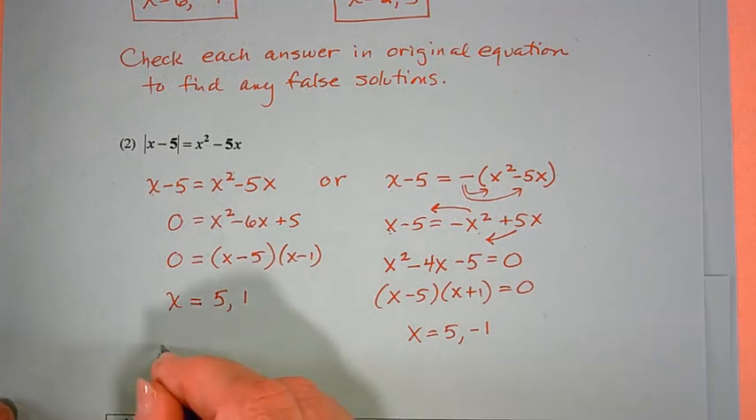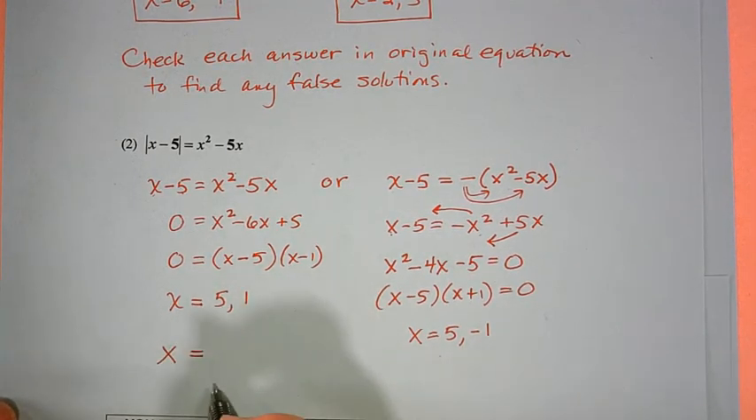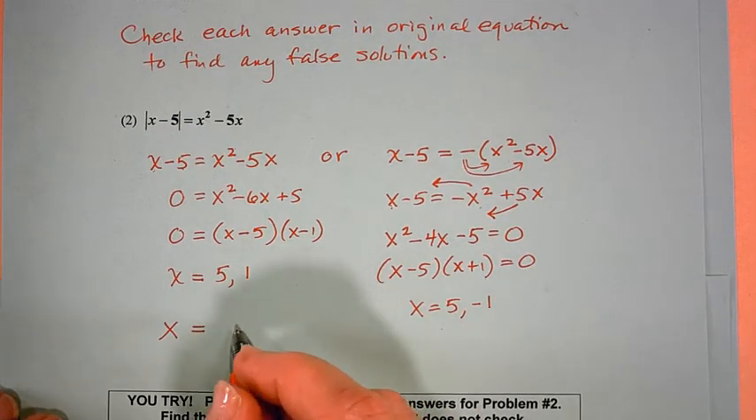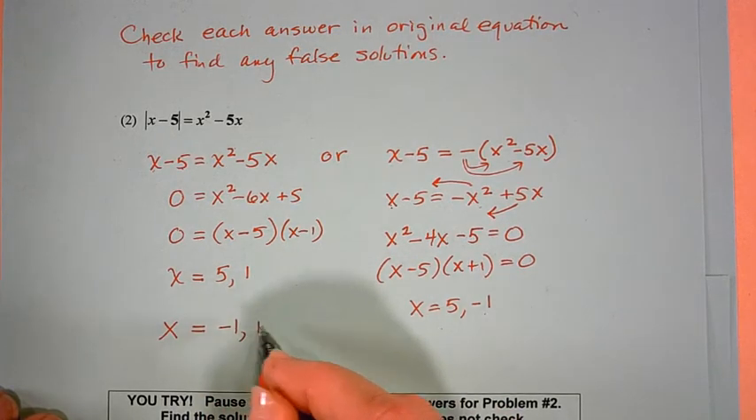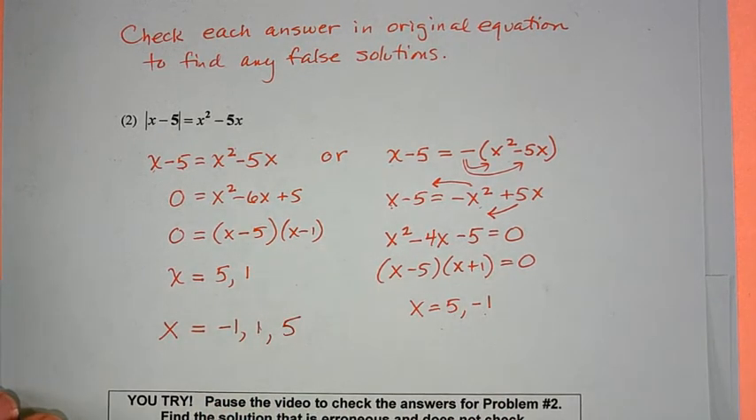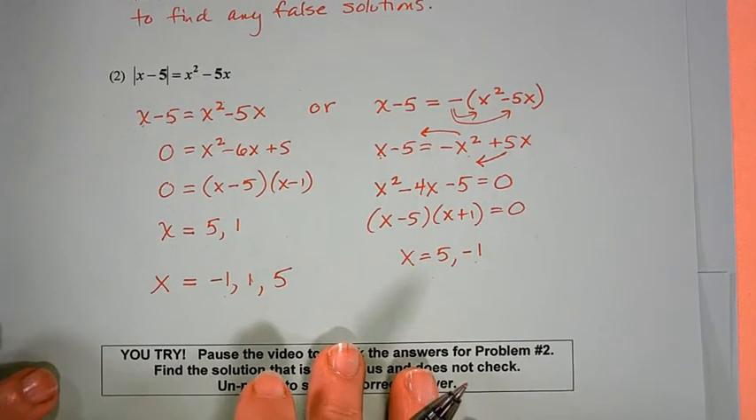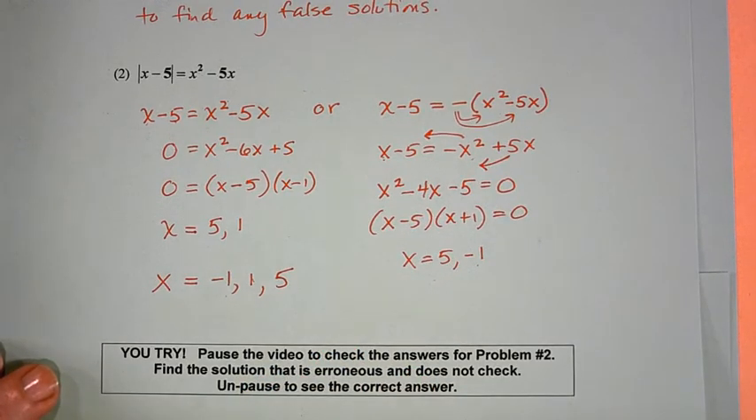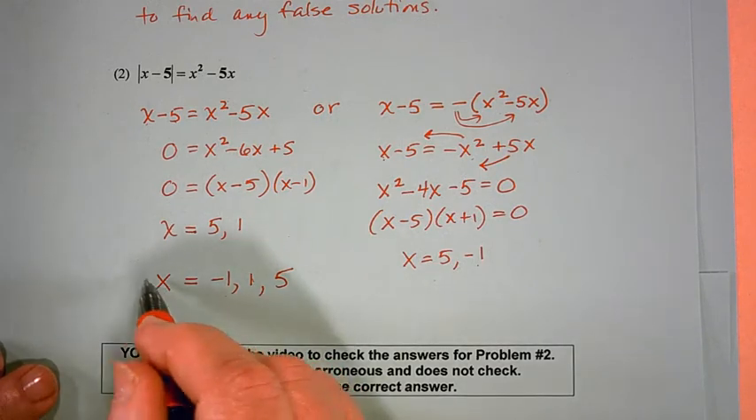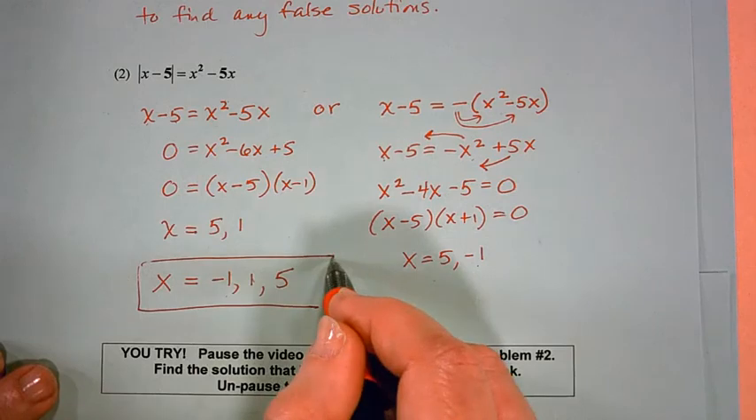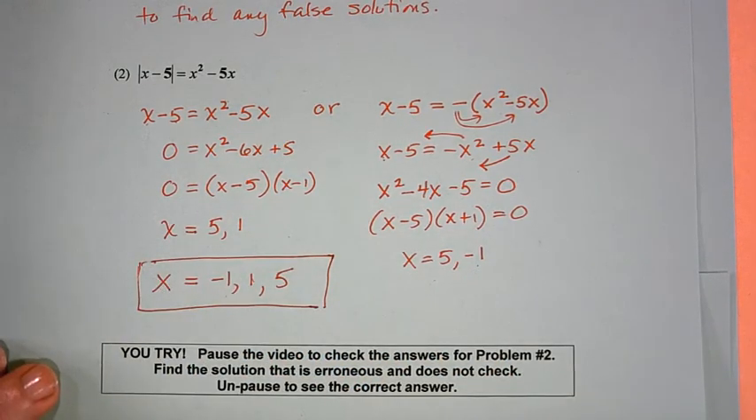So my solutions to this particular problem are 3 solutions. I have this negative 1, I have the positive 1, and I have the 5. So those are my supposed solutions. But remember, we need to check to see if any of those are false solutions or erroneous. And so what I'm going to do is ask you to do that check. One of those is a false solution. So what I want you to do is I want you to check all 3 of these and find out which one of these 3 is not a correct solution.